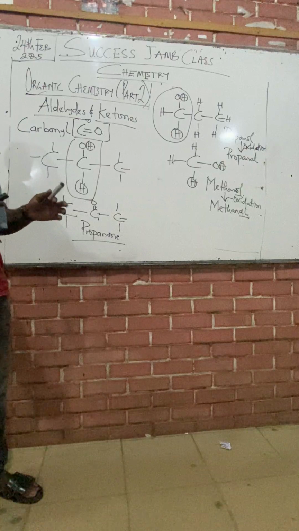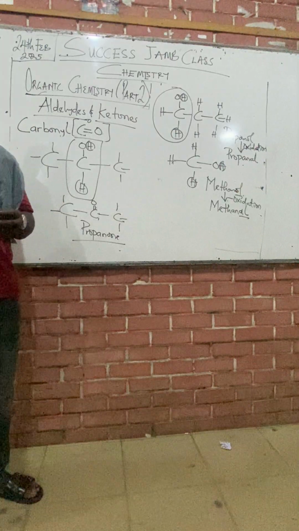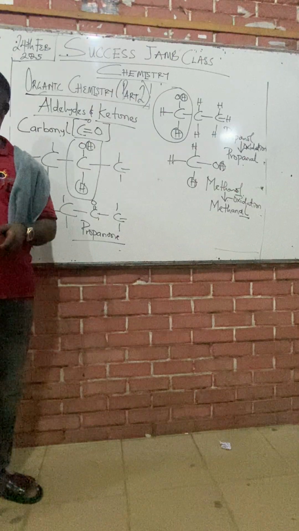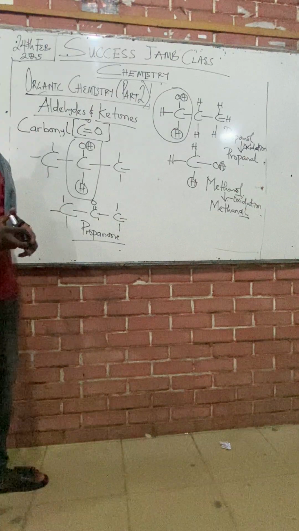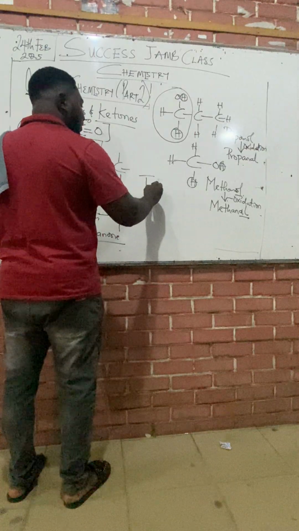Secondary alcohol. So secondary alcohols undergo oxidation to give ketones. Primary alcohols undergo oxidation to give aldehydes, right? Primary alcohols undergo oxidation to give aldehydes. Secondary alcohols undergo oxidation to give ketones. Lastly, note that tertiary alcohols do not undergo oxidation.